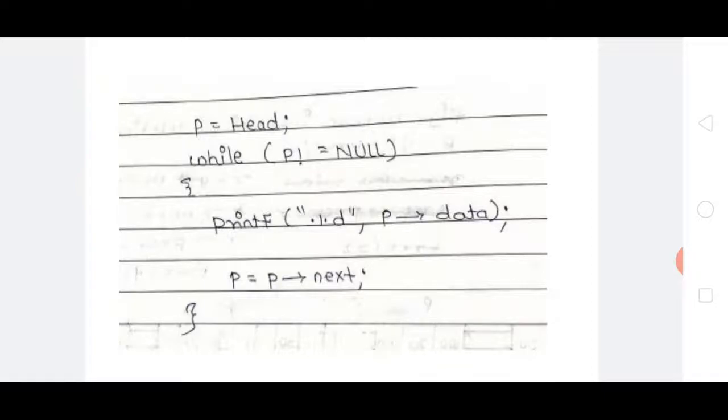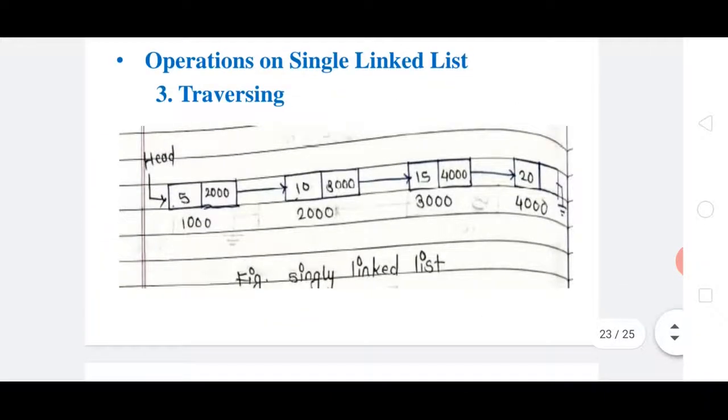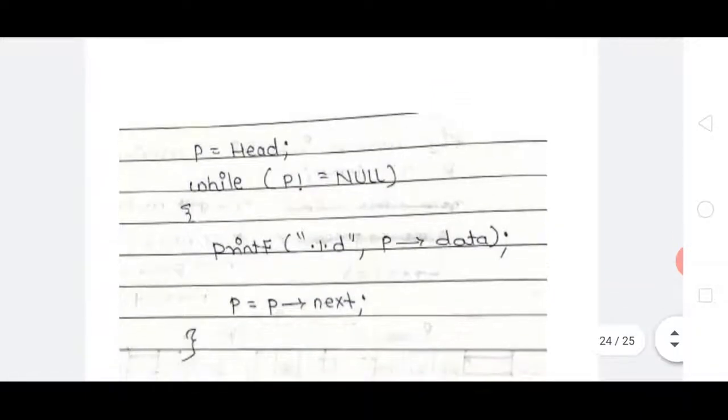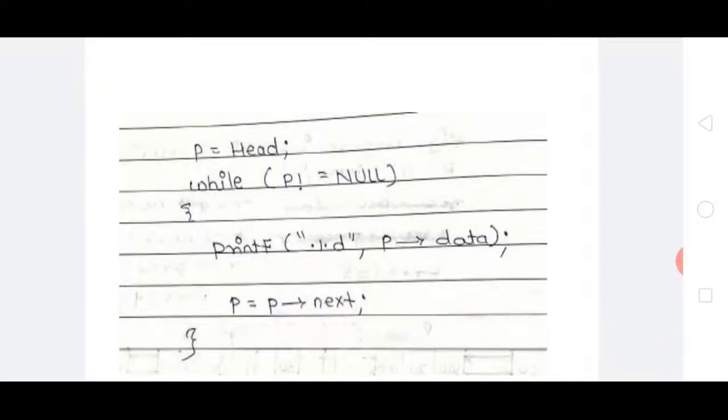First statement is p is equal to head, means that whatever address is stored in head is assigned to pointer variable p, means that pointer p is set to the first node. The next statement is while p is not equal to null. P contains the address 1000, means that while p is not equal to null means 1000 is not equal to null. Yes, the condition is true. Then it goes inside the while loop.